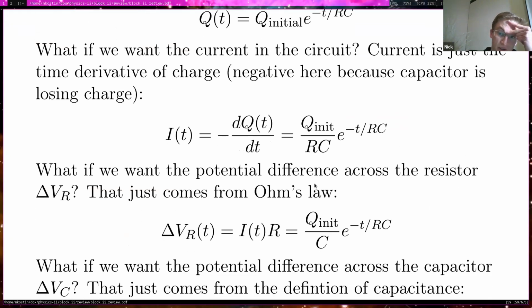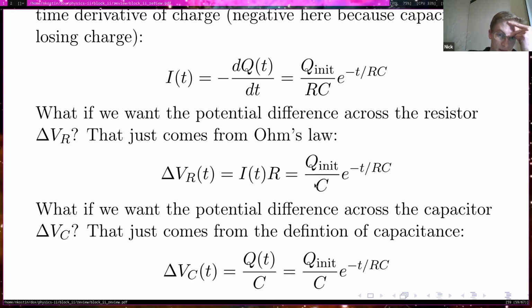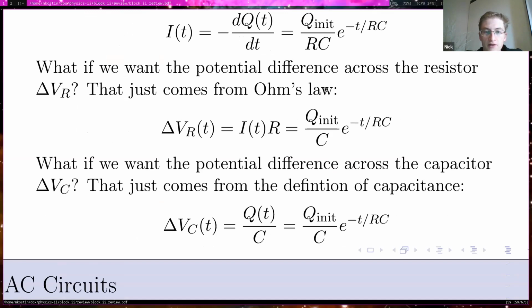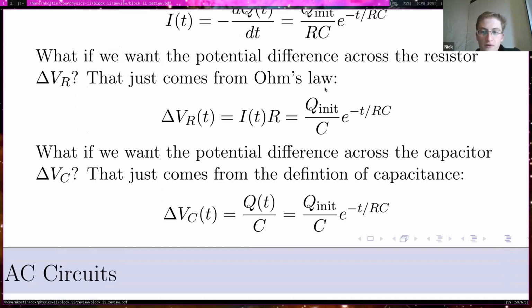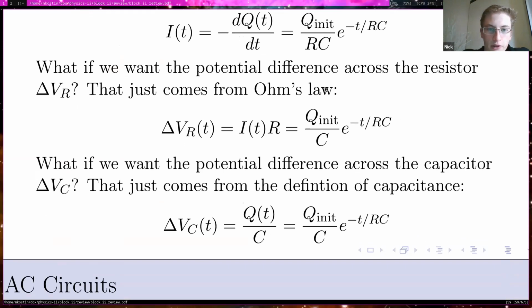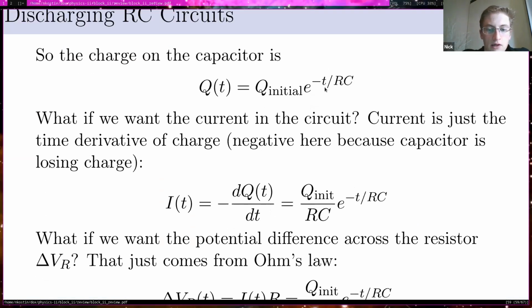If I want the potential difference across the resistor, that just comes from Ohm's law. As always, if I want the voltage on a resistor, I just apply Ohm's law, V equals IR. I have my current expression, I just multiply it by R. And if I want the potential difference across the capacitor, I can just apply the same definition of capacitance. Capacitance is defined to be Q over delta V. So if I solve for delta V, I get Q over C. I have my Q equation, that's what I started out with. I just divide by C.